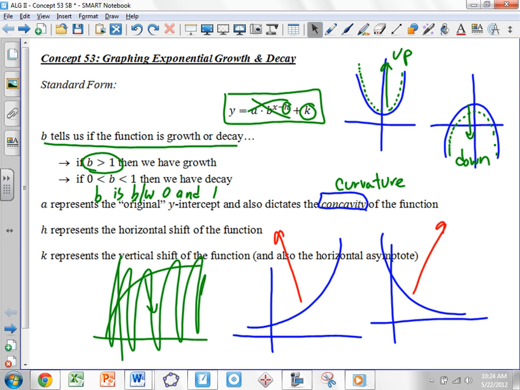Straight line. You could have a straight line, and then there would be no concavity. A straight line has no, think about it, does a straight line have any curves to it? So its concavity is non-existent. It has no concavity. Okay? Not concave up, not concave down.